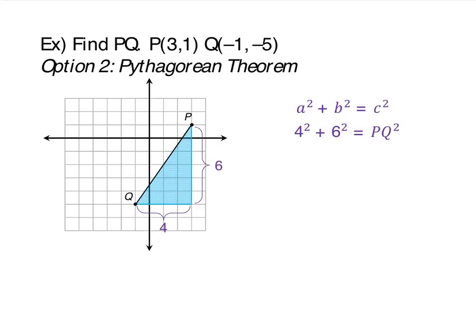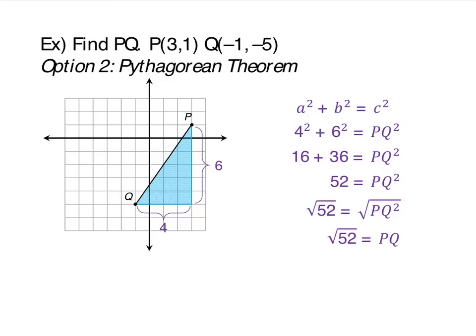So 4 squared plus 6 squared equals PQ squared. So 16 plus 36 equals PQ squared. So 52 equals PQ squared. I need to get PQ by itself, so I'm going to take the square root of PQ squared to cancel out the square. And when I do that, I'm going to do it to both sides. So PQ equals the square root of 52, or 2 square roots of 13, which gives you the same answer as option number 1, the distance formula, did.